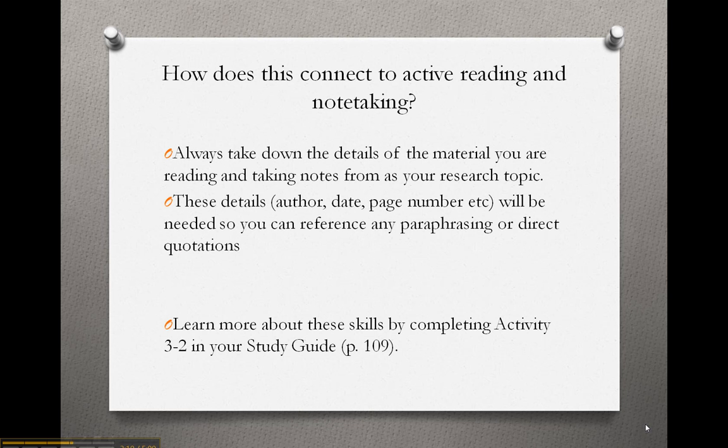So probably the final question, how does this connect to the active reading and the note-taking that are the other important concepts in this module? As you're reading and as you're taking notes, make sure you also always write down the details of the material that you're using, and you need the details that you're going to use when you reference any paraphrasing or direct quotations. The Harvard referencing guide gives you specifics on this, but basically you must always note down the author, the date the piece was written, and the page number that you've taken your information from, and you'll also need the title of the book for your reference list and other things.